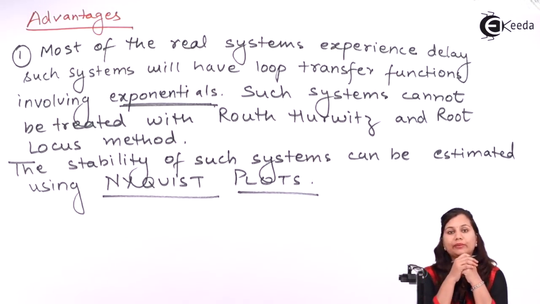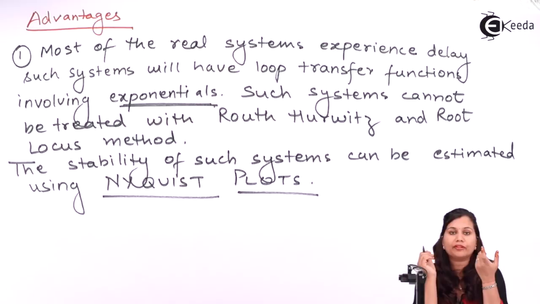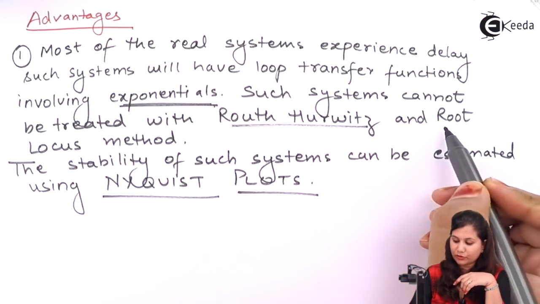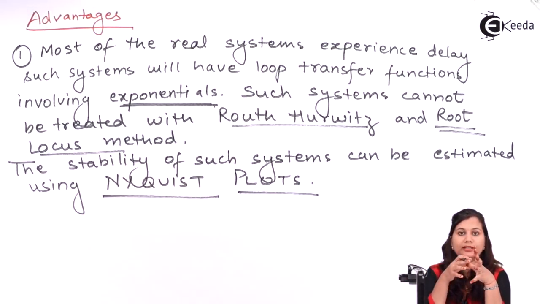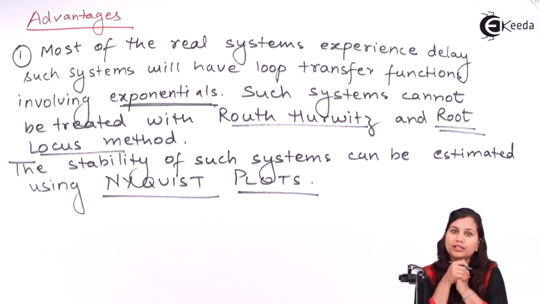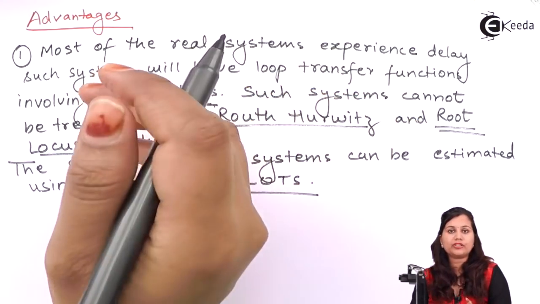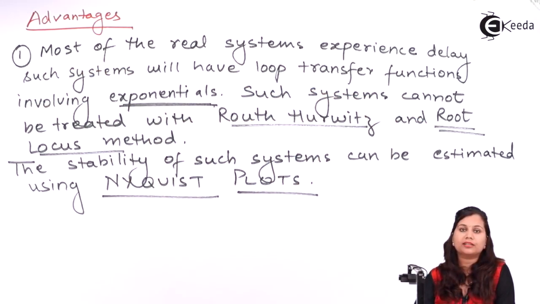Because the Nyquist plot is based upon the frequency response of the system, whereas Routh-Hurwitz and root-locus are based upon the time domain analysis of the system. So for systems which have exponential terms in their response, the Nyquist plot can be used to find out the stability of the systems. So this was the first advantage of the Nyquist plot.